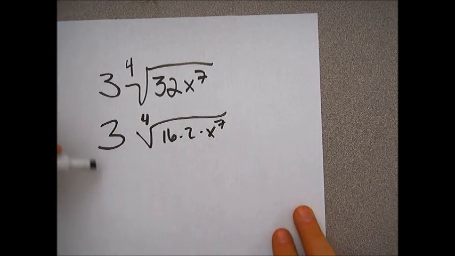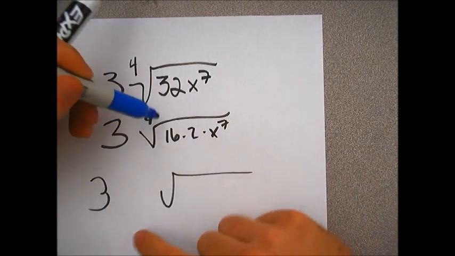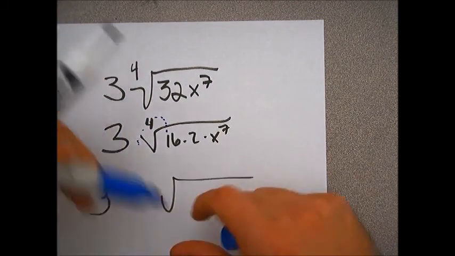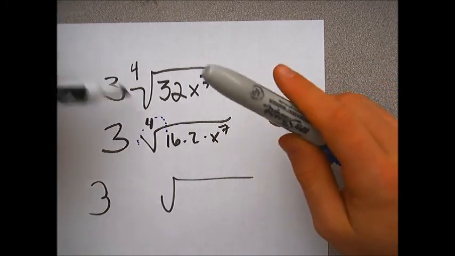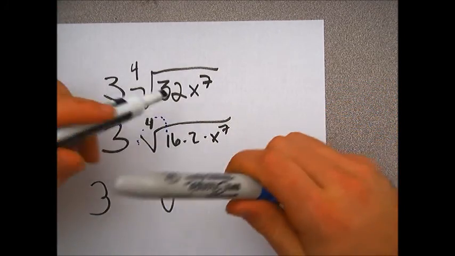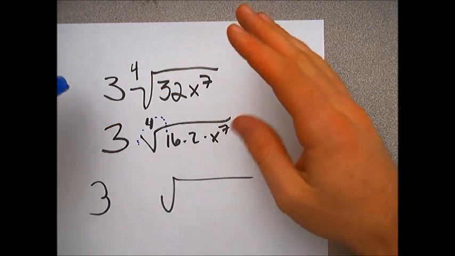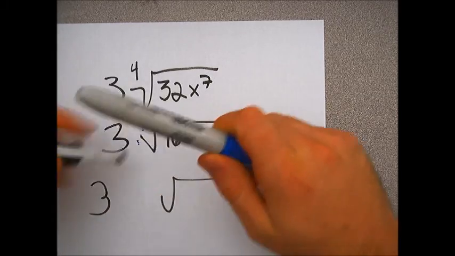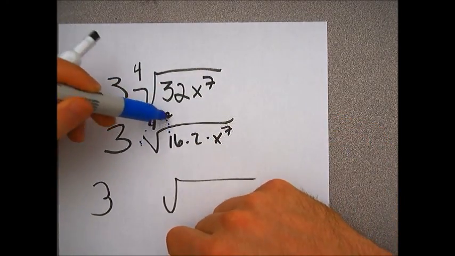Okay. So now, 3 times, what is the fourth root of 16? And don't say 4, because it's not the square root. It's the fourth root. So what is the fourth root of 16? In other words, what number times itself 4 times? 2 times 2 times 2 times 2 gives me my 16. So the fourth root of 16 is 2. So the number I'm actually pulling out here, I wrote small here, is a 2.